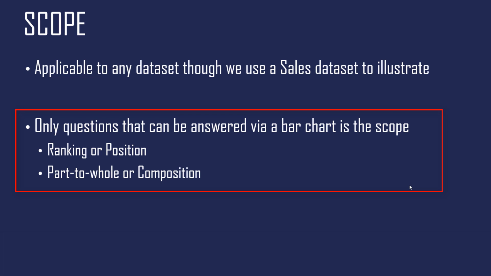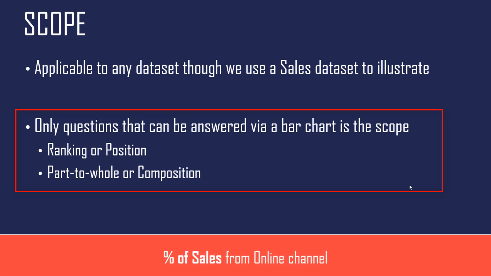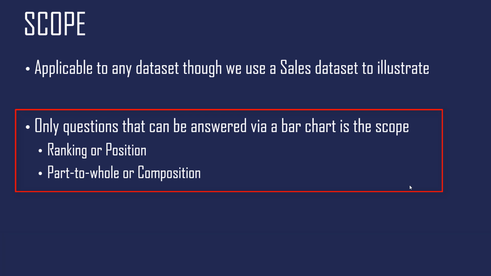The second type of analysis, which is very effective with a bar chart, is part to whole, or in other words, composition. This is where you're saying what percentage of the orders came from the online channel. In this case, you are more interested in the percentage or the composition rather than the actual absolute value. So these are the types of analysis where a bar chart is effective and should be used. Now, having got that scope out of the way, the next thing we want to do is to take a look at the data first.